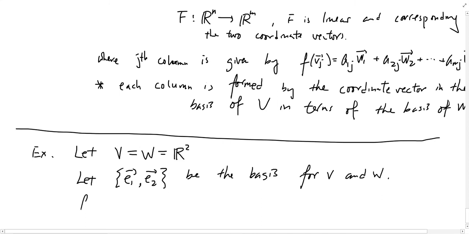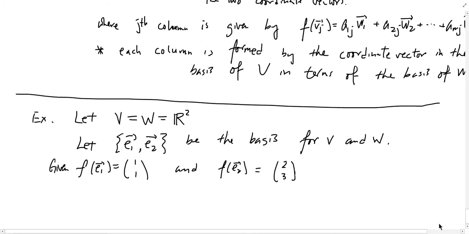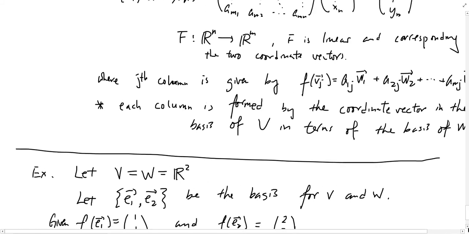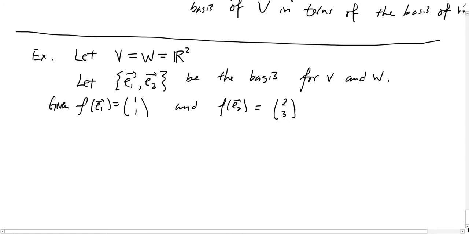So let's say we know this. Let's say given f of d1 is (1, 1), and f of d2 is (2, 3). So now some of you probably already know, according to 3.1.3, the matrix will be [1 2; 1 3]. Just put these two columns together. But I want to show you how the theorem works in 3.5.4.